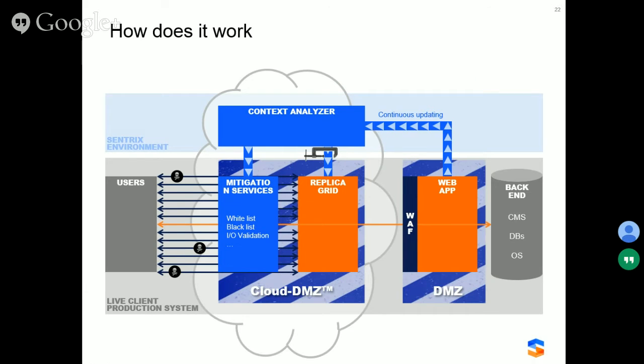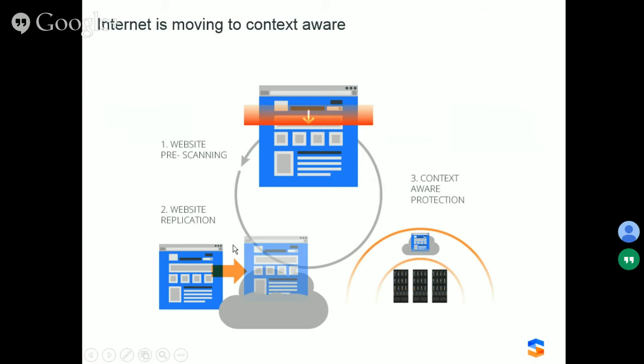And how does it work? With the continuous updating, the context analyzer will go and land the origin website, replicate it to the cloud, and then publish that. The internet is moving to a context where we saw that Google just announced that they are changing the indexing mechanism. Instead of just indexing text, they are now executing script, JS, CSS, and so on. And we are doing that for security also.